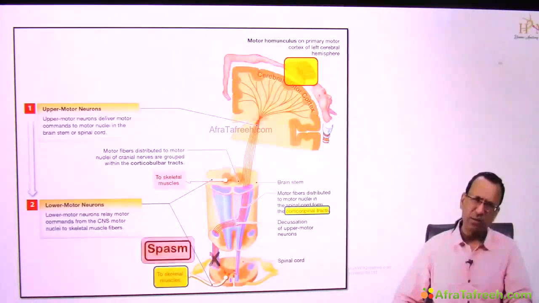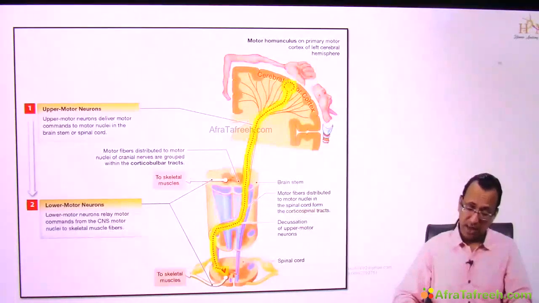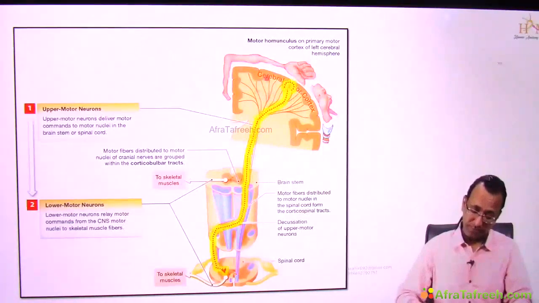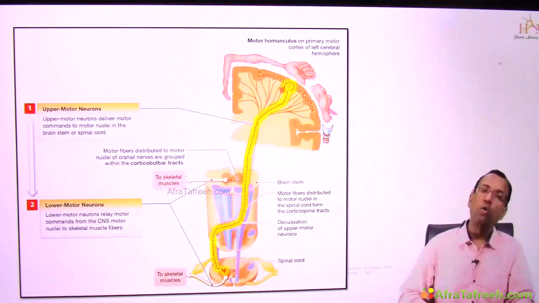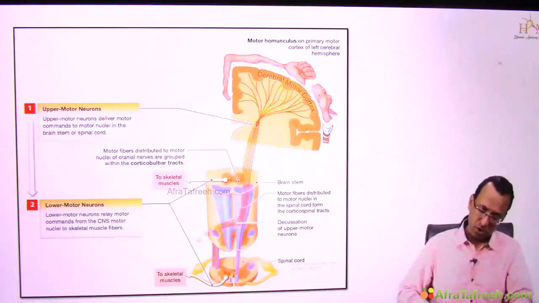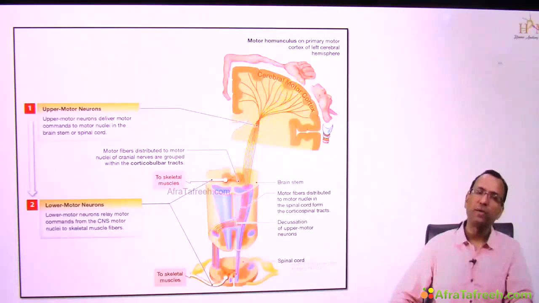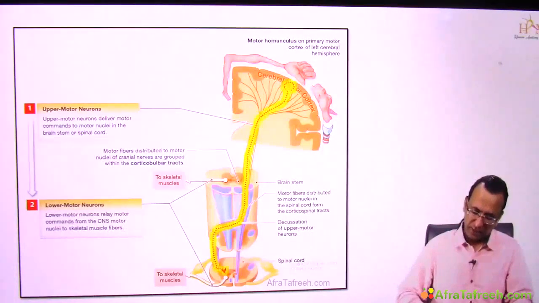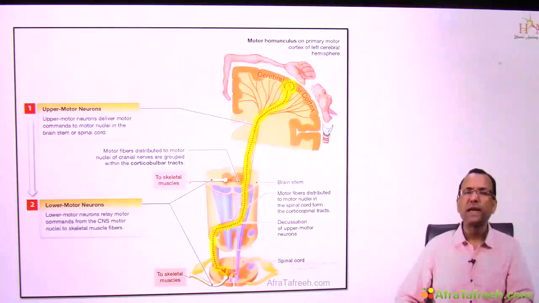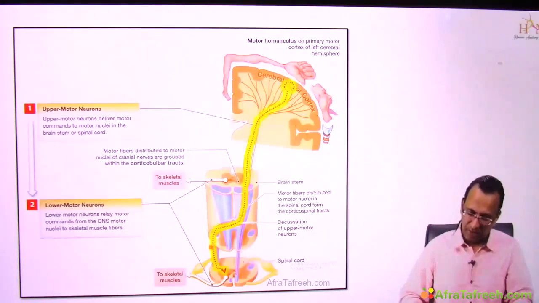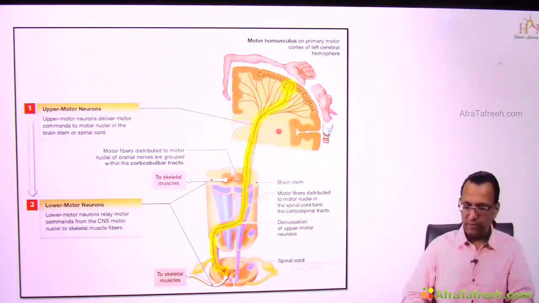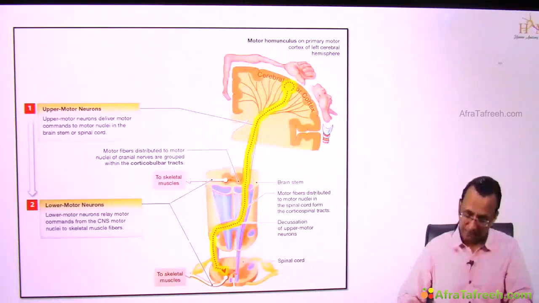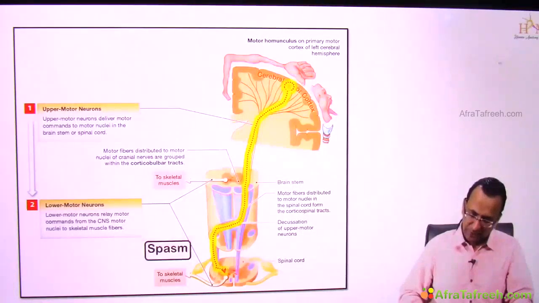Why spastic in both the cases? Because you are damaging the upper motor neuron, maybe in the brain or maybe in the spinal cord. So you mean to say when I damage the upper motor neuron fiber, wherever it is, there will be spastic paralysis? Yes. What is the boundary line between upper motor neuron and lower motor neuron then? Till the synapse. So before the synapse, if you damage maybe in the spinal cord or maybe in the brain, there will be spastic paralysis.